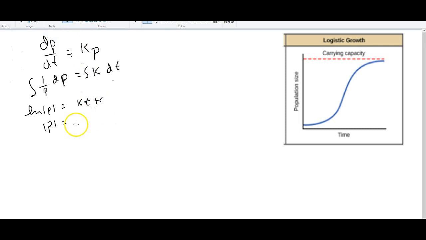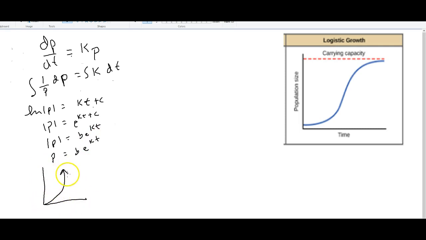All right, so I swing my e across, and I get e to the kt plus C, and as we remember, that e to the plus C is e to the C, so I can rewrite this whole thing. I need another letter, so I'm going to go with B, which is what we do in this particular type of problem. I got rid of the absolute value bars, but B could be positive or negative, and so my population looks like B e to the kt, and my graph ends up looking something like this.